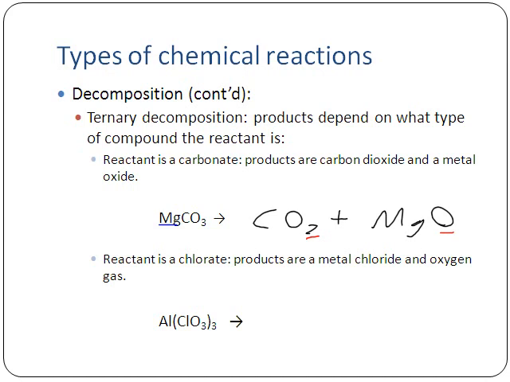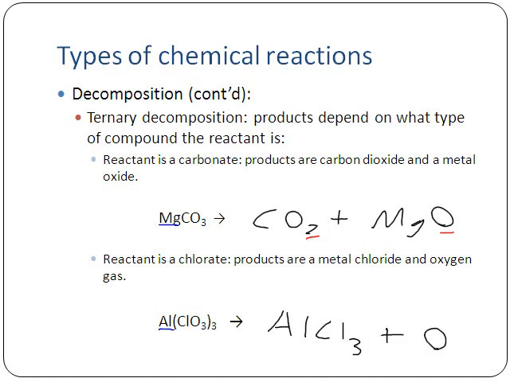Now the metal chloride, you have to look to find the metal here. The metal here is aluminum, and so aluminum chloride is what we'll have. So AlCl. Now we have to balance the valences on that. Aluminum is +3, chlorine is -1. So that means to balance them, we have to have AlCl3 plus oxygen gas.